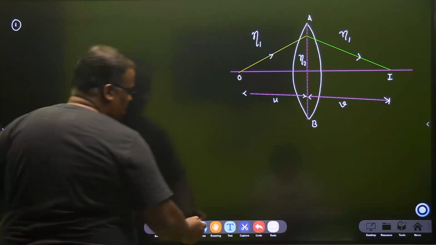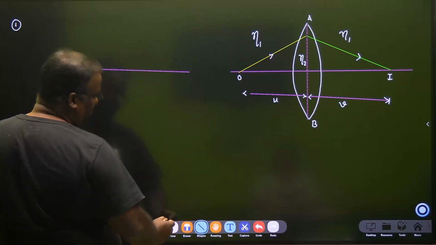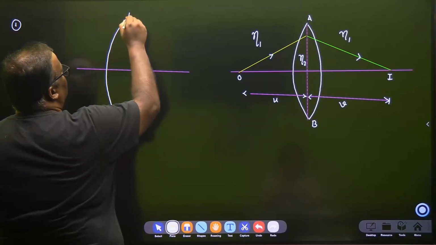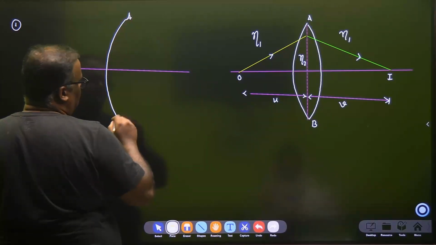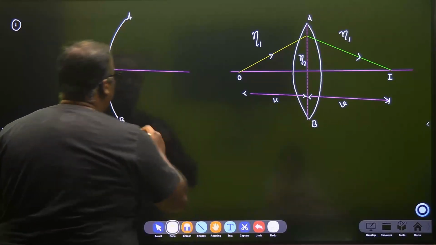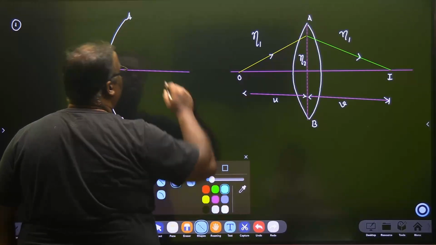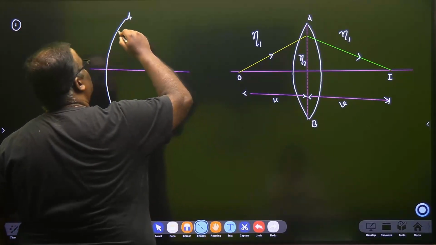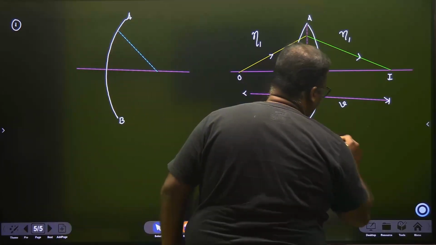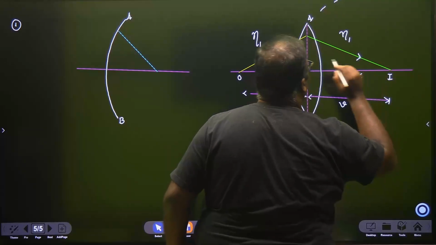So we'll break this. This image formation actually happens in this way. First, we were considering only AB, this part. Fine. And obviously, I will have some center of curvature of this. See, this is a spherical surface, will have a center of curvature on this side.